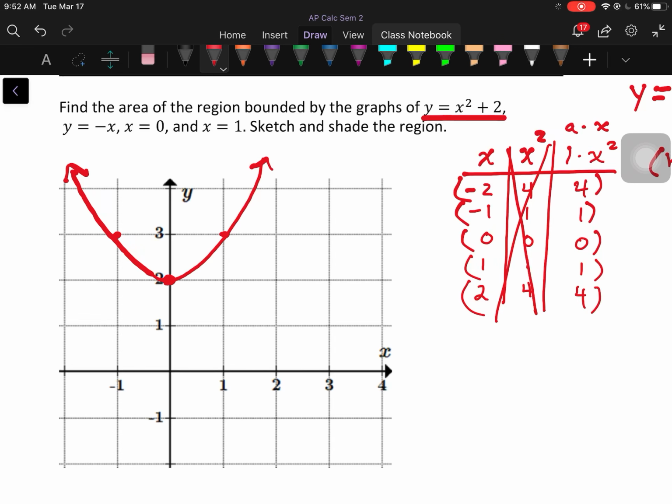There you go. Let's graph the other function, y equals negative x. Of course, this has a y-intercept of 0 and a slope of negative 1. So I'll go down 1 over 1, down 1 over 1, down 1 over 1. And then you'll draw a line connecting all those dots.